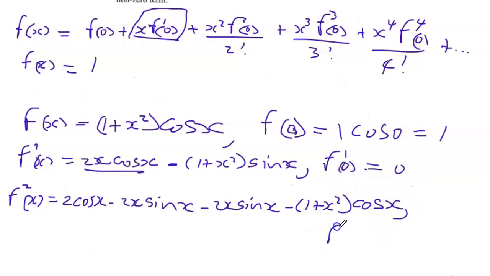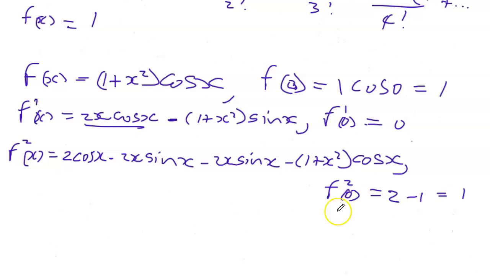So let's work out the second derivative evaluated at 0. So replace x with 0. This will be 2 cos 0. That's 2. x is 0, so this will become 0. x is 0, this will become 0. And here, x is 0. This will become minus 1 times cos 0. But cos 0 is 1. So it's minus 1 times 1. So it's actually minus 1. And this is negative 1 times 1.